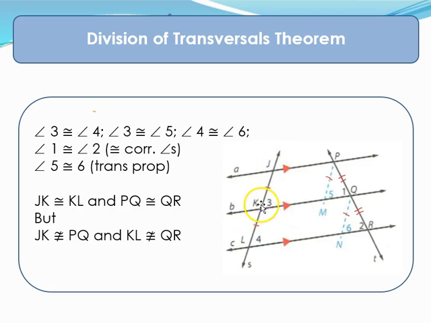So you cannot make that assumption unless they actually give you segment or hash marks showing congruency. So make sure that you're only comparing angle 3 and angle 4 as congruent. And then angle 1 and angle 2 as congruent.